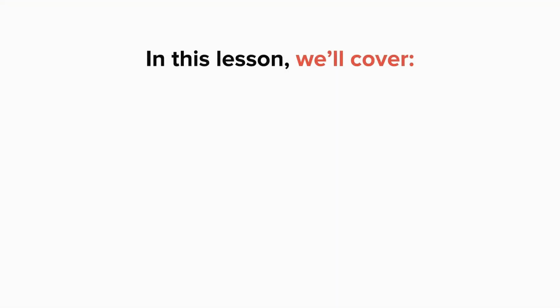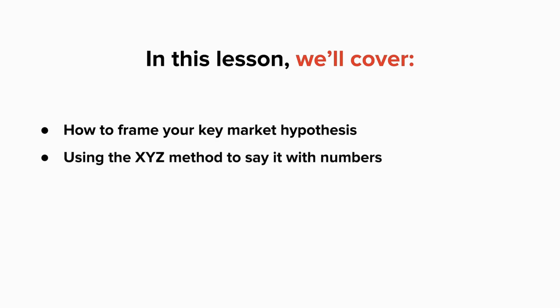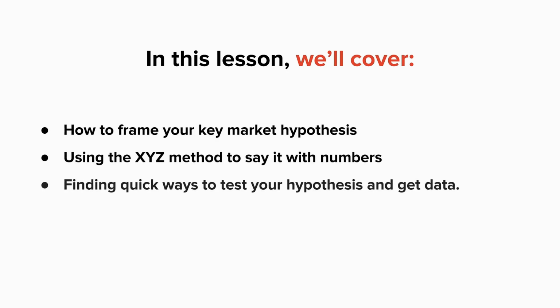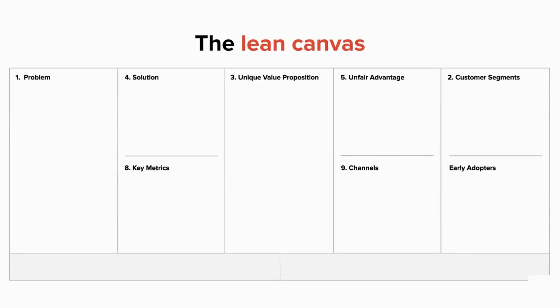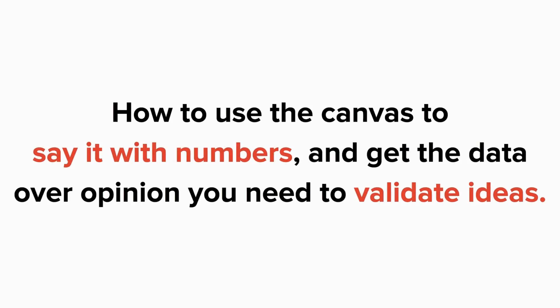In this lesson, we'll learn how to frame your key market hypothesis, using the XYZ method to say it with numbers, and finding quick ways to test your hypothesis and get data. So, we've done the lean canvas and you've got a sense of what that looks like. But now it's time to work out how to use that lean canvas to say it with numbers and get the data over opinion that you need to validate those ideas.